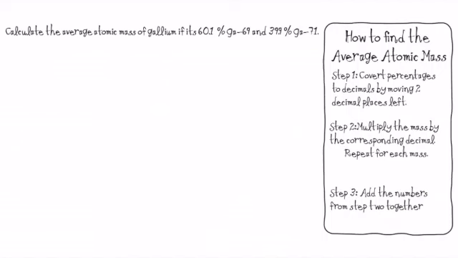So calculate the average atomic mass of gallium. If it is 60.1% gallium-69 and 39.9% gallium-71.